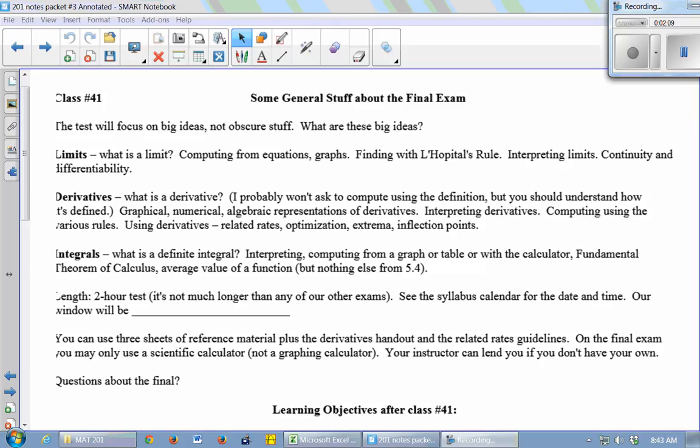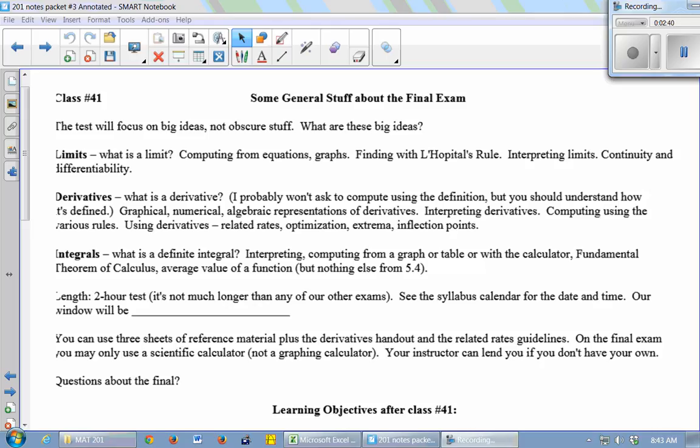Be able to interpret a derivative. Think about what its units are, what it measures in various contextual kinds of problems. Compute derivatives using various rules. We've learned a lot of them. And then be able to use a derivative to solve all these special kinds of problems that we've learned how to do: optimization problems, related rates problems, find extrema, and inflection points.